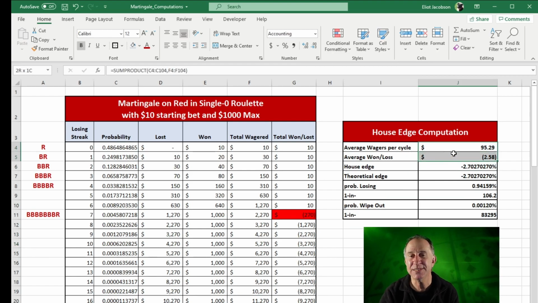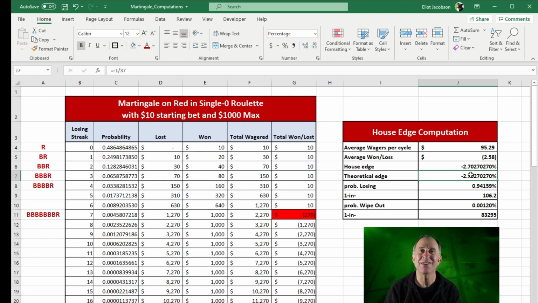And now what is the house edge? You simply divide an average loss of 2.58 per $95.29 wager. So when you take this number and divide it by this number, here we have it, J5 divided by J4, you see right up there, what I get is 2.702702%.